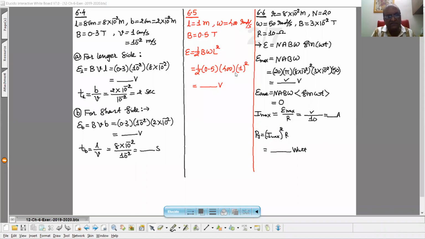Try to understand the situation given to you, that is like this. See, this one is the loop, length, breadth. Now magnetic field, imagine it is perpendicular to the plane of this one, means like this.